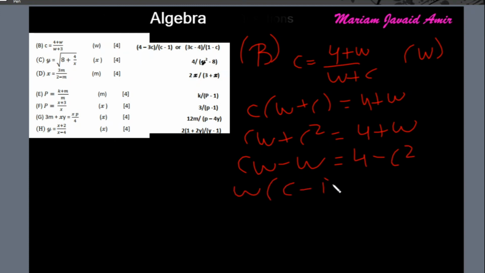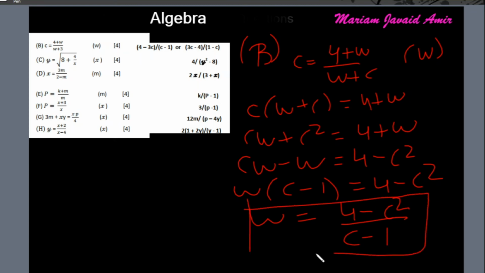So W(C minus 1) equals 4 minus C squared. W is left here, and the bracket will get divided when it goes to the other side. So this is the acceptable answer, and some of you might do something slightly differently and get a different answer. As long as this is being multiplied with minus 1 and this is being multiplied with minus 1 and your final answer is of this sort, it's acceptable.